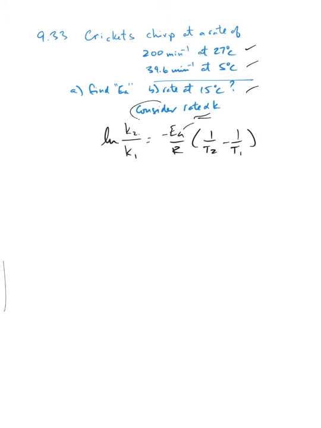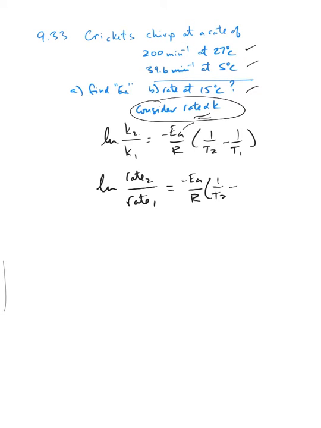Whoops, I did that again. If we're going to consider rate proportional to a rate constant, let me just rewrite this as the rate in trial 2 over the rate in trial 1, equivalent to our right-hand expression. And as long as you keep consistent which case you have, let's call the colder temperature case 1 and the warmer temperature case 2, and plug in our values.